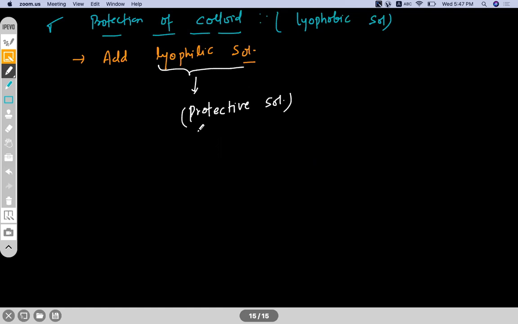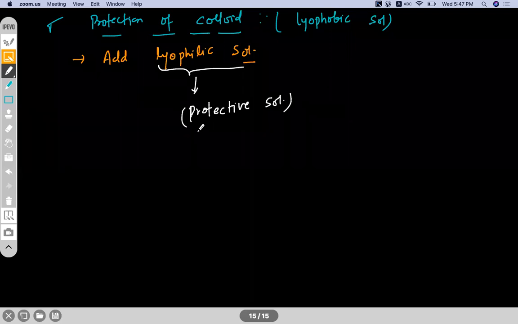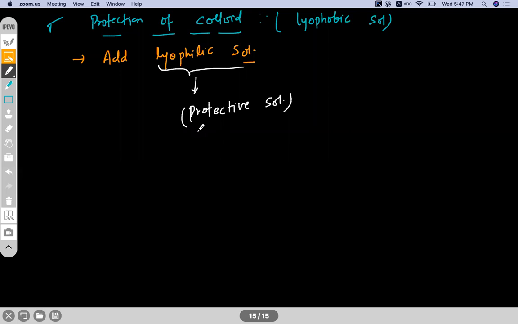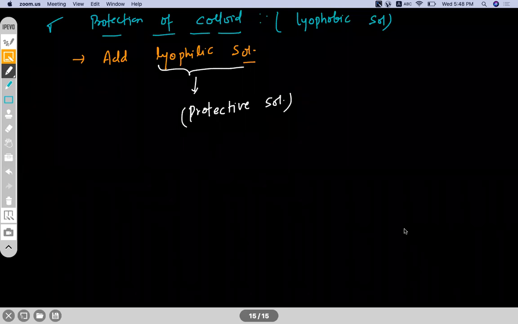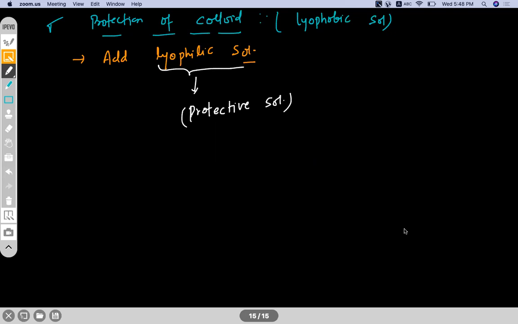Okay. Now, if you need to find out the capacity of a protective sol, that is lyophilic sol, how capable it is, to what extent it can protect the lyophobic sol from coagulation, we have a term for that. And that term, we call it the gold number. So the gold number defines the capacity of the protective sol, to what extent it can protect the lyophobic sol from coagulation. So in this only you write down the next term, gold number.